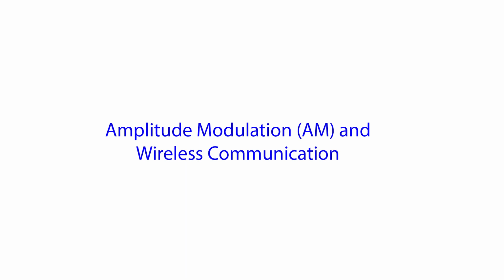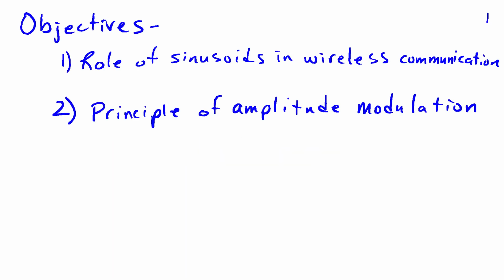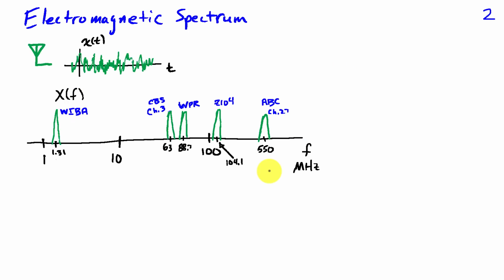In this video, we're going to look at amplitude modulation, or so-called AM, and its role in wireless communication. Now, amplitude modulation involves multiplying a signal by a cosine. So our objectives are to explore the role of sinusoids in wireless communication and then introduce the principle of amplitude modulation.